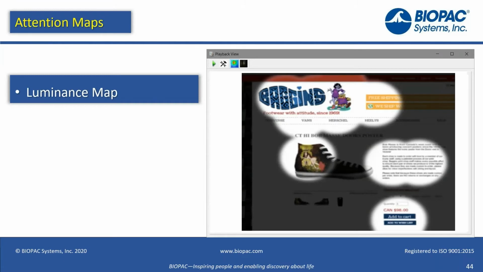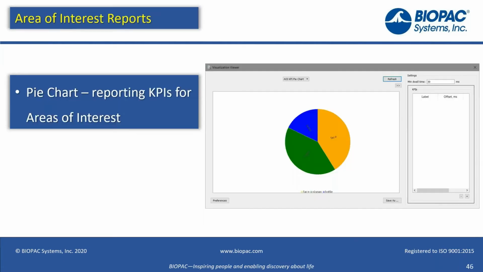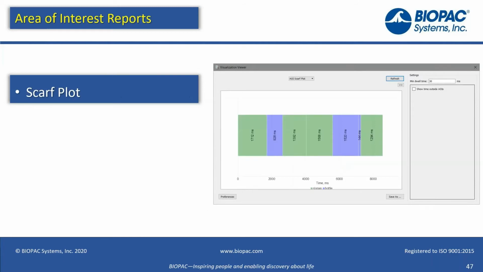Then you get the different types of attention maps: luminance, 3D surface, pie chart. The pie chart gives you a quick visual indication of how much time was spent on any of your areas of interest. So in this case, there were 3 areas of interest that were active during the experiment, and you can see which ones were the most active.